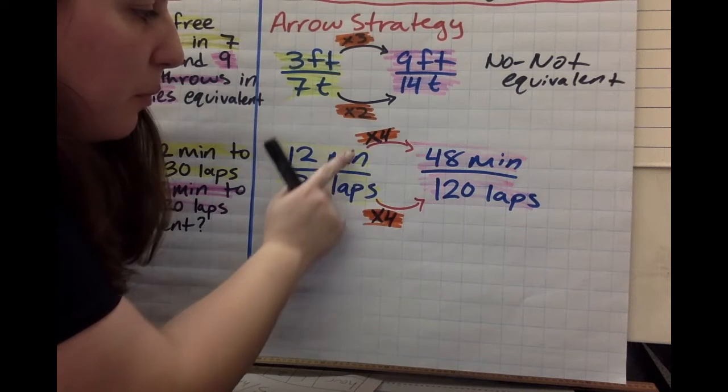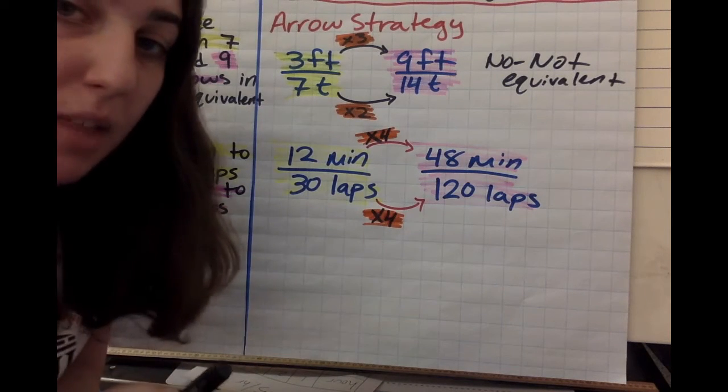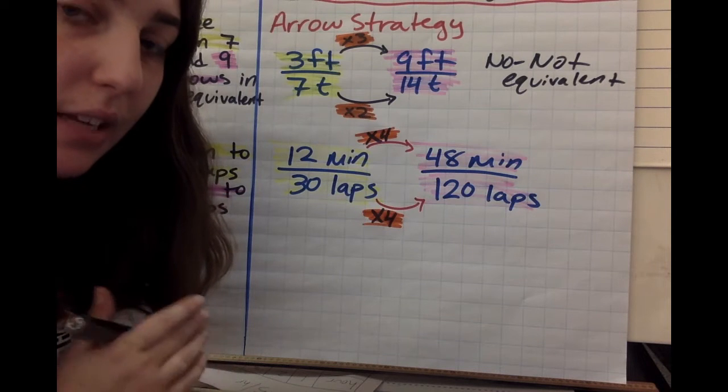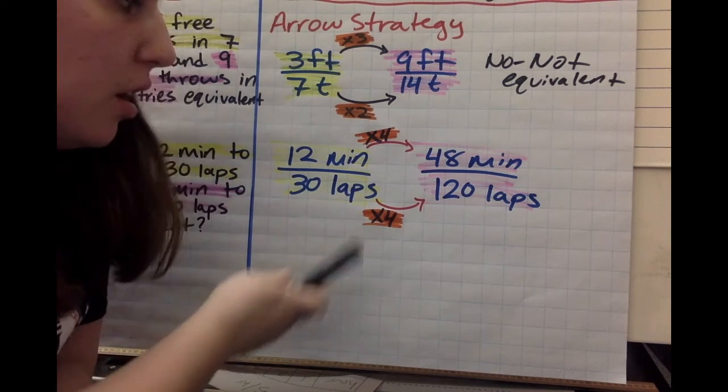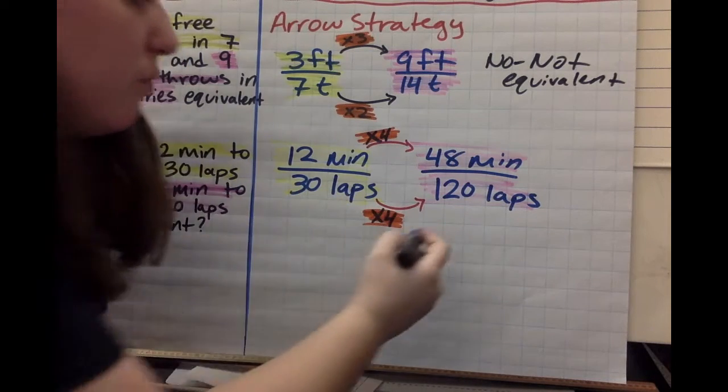I'm looking at this number and this number. Are they the same? If they are the same, then yes, I have equivalent ratios. So times 4, times 4. Yes, they are the same. I have equivalent ratios.